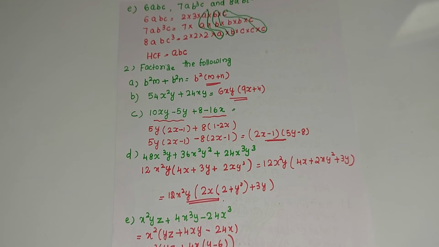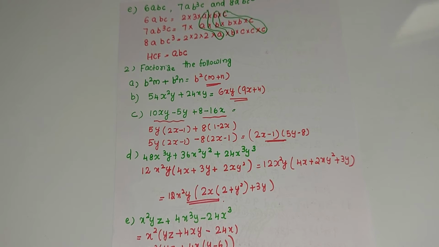And 54x square y plus 24xy. Here 6 is common for 54 and 24. X is common for x square and x. Y is common for y and y. So you take 6xy outside. Then the remaining factor in 54x square y is equal to 9x, and in 24xy is 4. So when you take 6xy outside, the remaining is 9x plus 4. So you can write as 6xy into 9x plus 4.